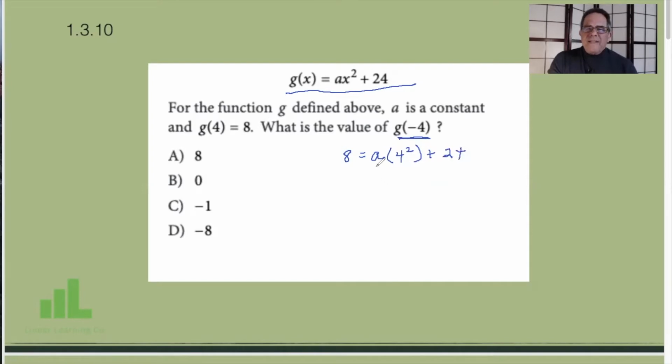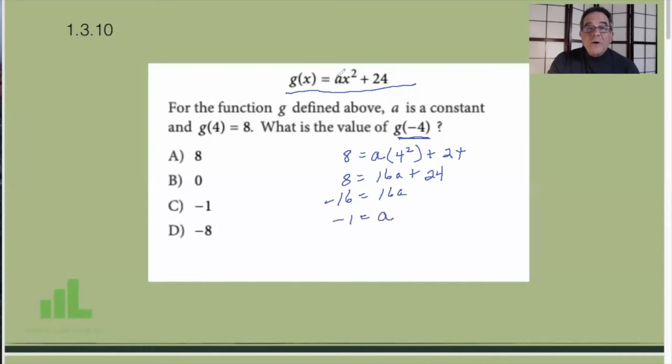Now, we wouldn't write this as a16. We'd write this as 16a, wouldn't we? So 8 equals 16a plus 24. Got to get the a's all by themselves. So subtracting 24 from both sides, we get negative 16 equals 16a, and therefore a is equal to negative 1.